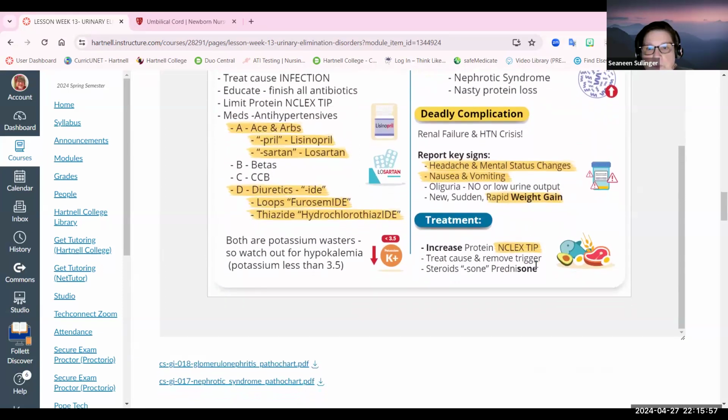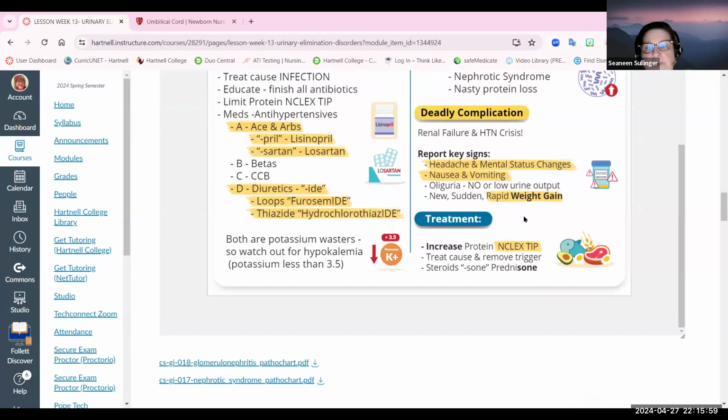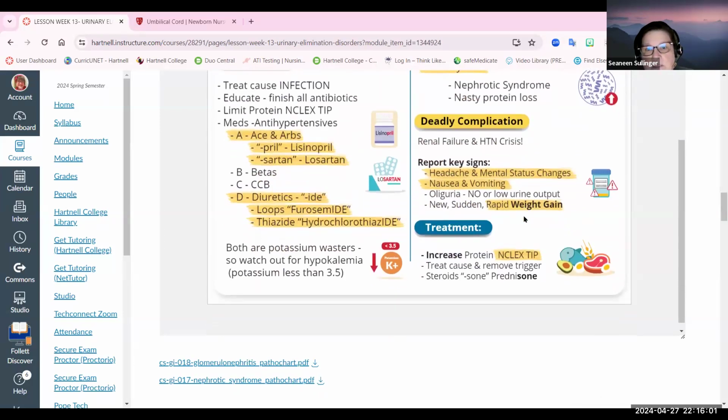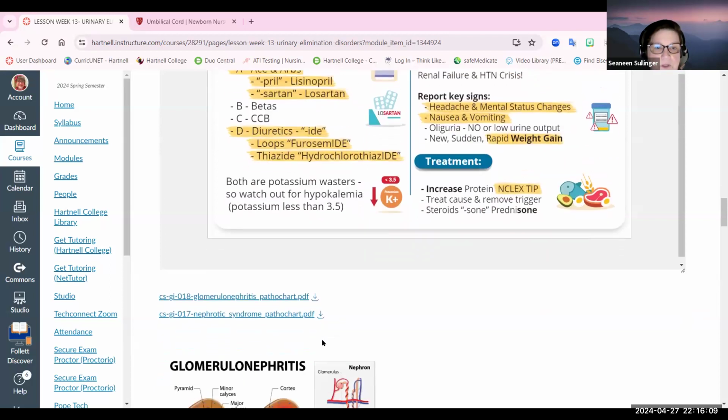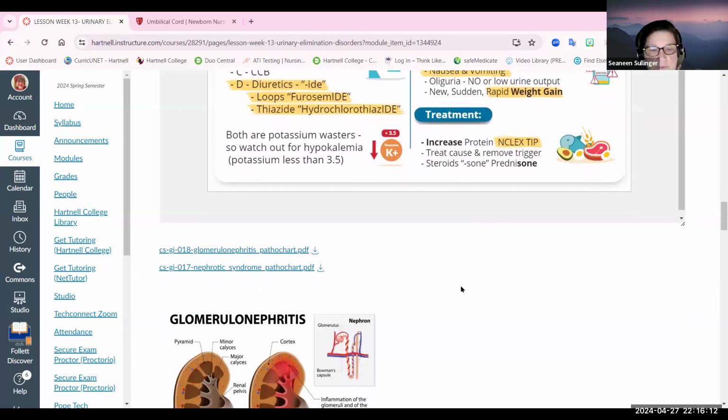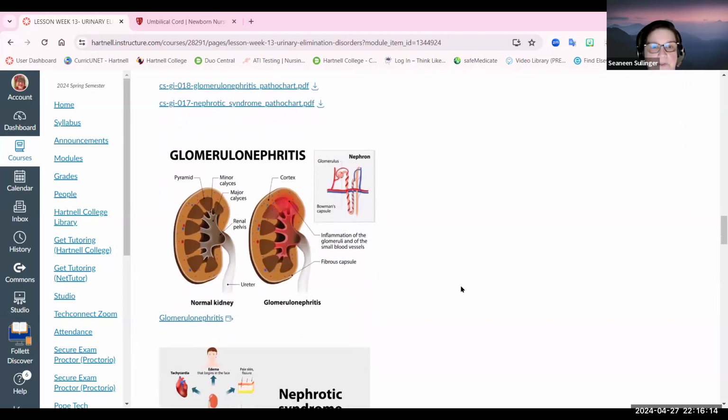And remove the trigger. They might be on antibiotics. You don't necessarily want to increase protein. You just want it to be regular protein. We don't want to stress out the kidney. And then you have pathocharts for both of those that you can look at.